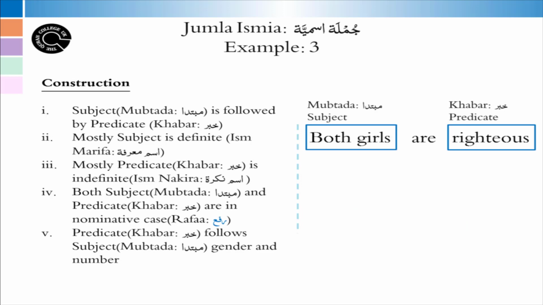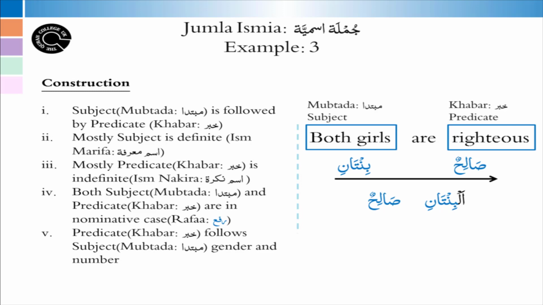This example is about a dual feminine. For righteous we use salihun. For 2 girls we use bintani. When the first rule applies, we will get bintani salihun. The second rule would change bintani to al-bintani. The third rule and the fourth rule do not apply because they are already in the required states.